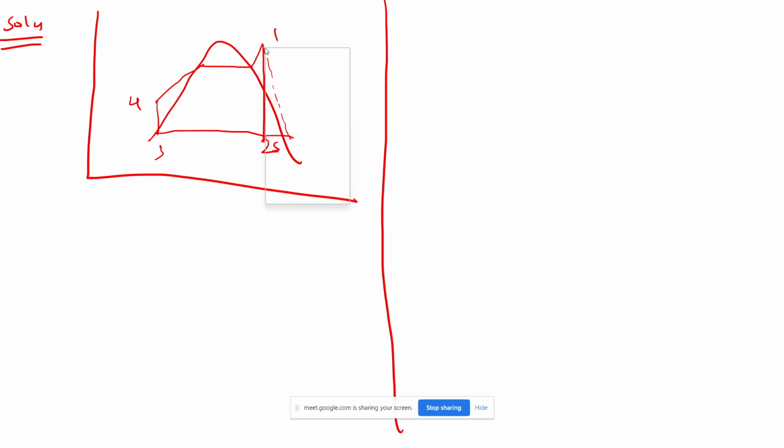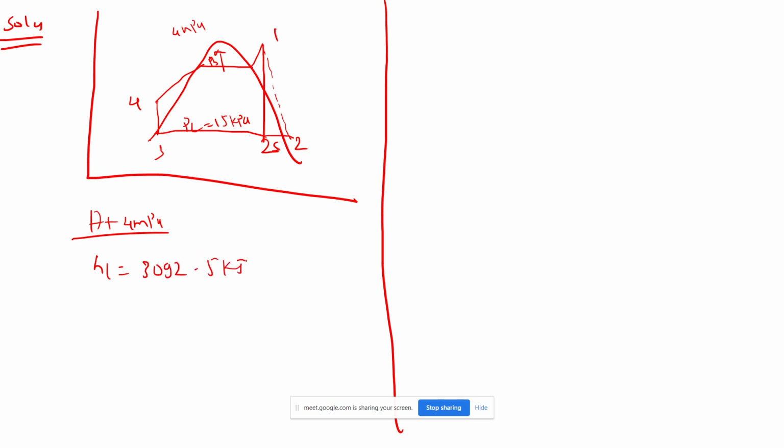So that we have to calculate first based on the 2s only. At the boiler pressure of 4 megapascal and condenser pressure of 10 kilopascal, at condition 1, what is the value of enthalpy? It is directly given in the question: 3092.5. What entropy have they also given? 6.5821.